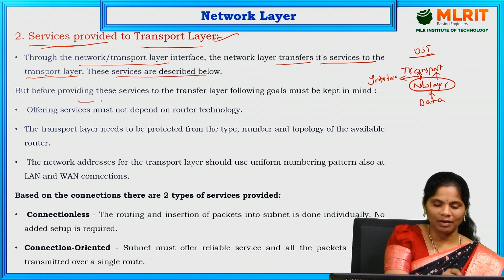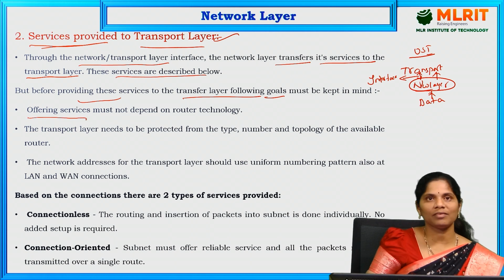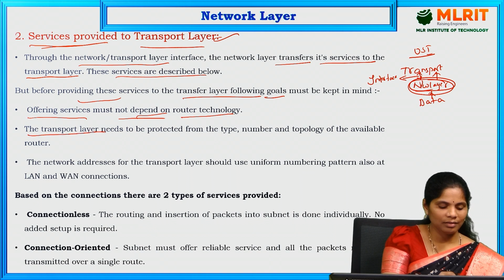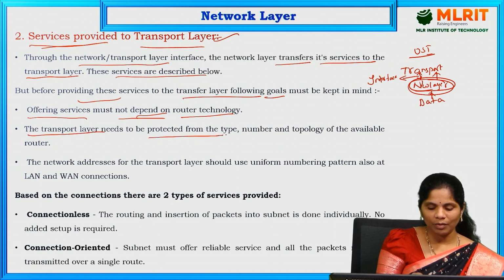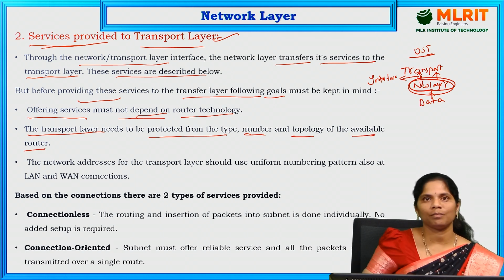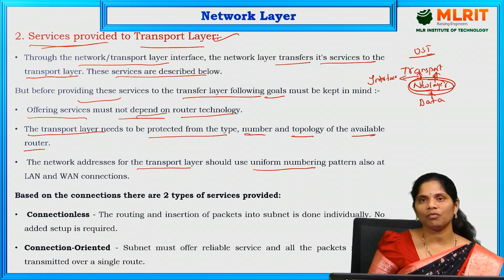Before providing these services, it must first follow some goals. What are the goals? First, the services offered must not depend on the router technology. That is the first condition. The second condition is that the transport layer needs to be protected from the type, number, and topology of the available routers. When the network layer provides services to the transport layer, these are the conditions to follow. And the network addresses for the transport layer should follow a uniform numbering pattern.